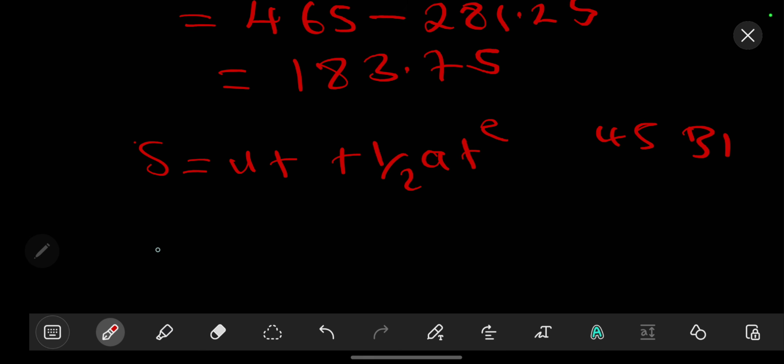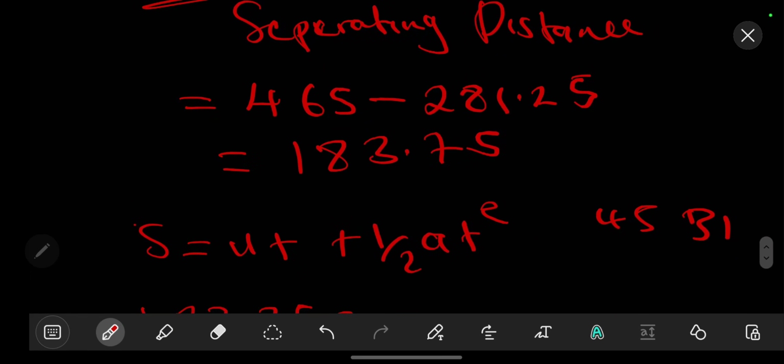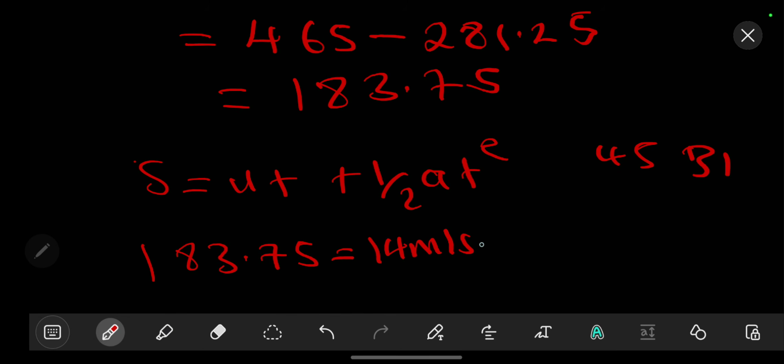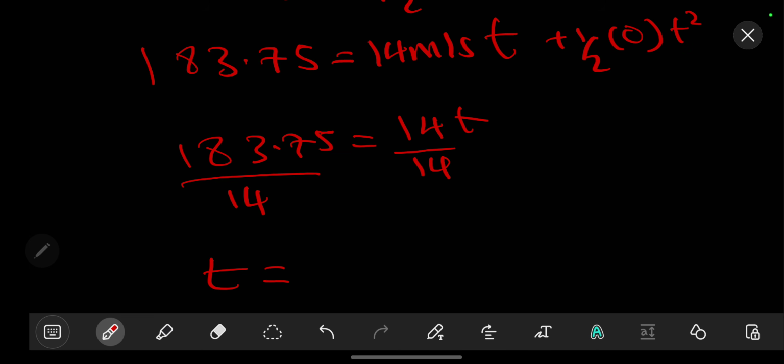So we are going to say our S, the separating distance, is what you put here, which will be 183.75, should be equal to our initial velocity. You use the relative velocity, which will be our 14 meters per second, times our time, plus half. Their speed is constant, meaning acceleration is 0, t squared, like that. So we have 183.75 equal to 14t. We divide over our 14. It means t should be equal to 13.125, like that. So these are the number of seconds it will take.